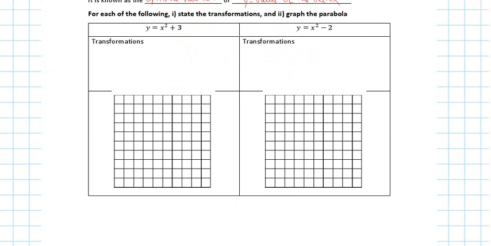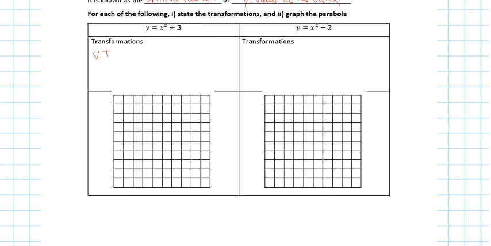I'm looking for the whole sentence, guys. I'm not looking for just 3, or 3 units, or just moving up. I'm looking for the whole sentence. That's why I take the time to write it for you. You have to take the time to write it for me. So, you're going to say it's a vertical translation, 3 units up. Practice your sentence. Now, that's all the transformations I have.